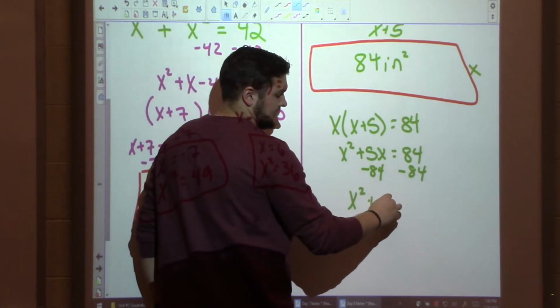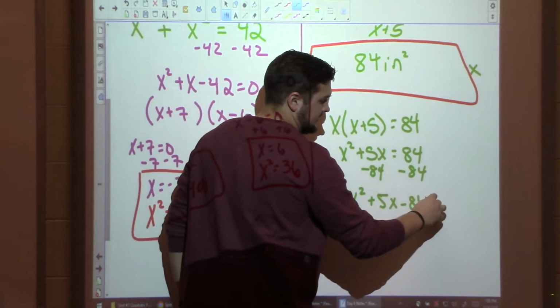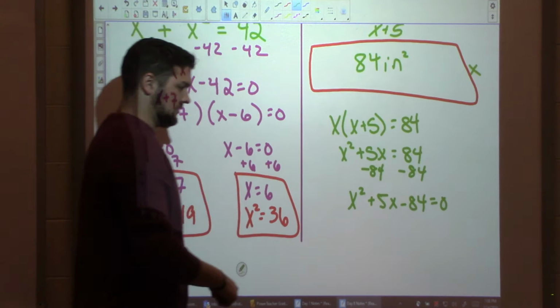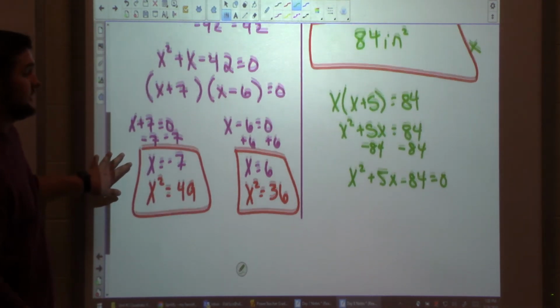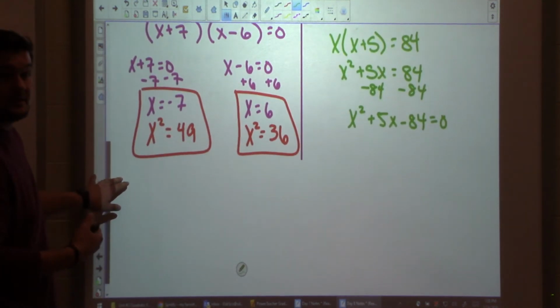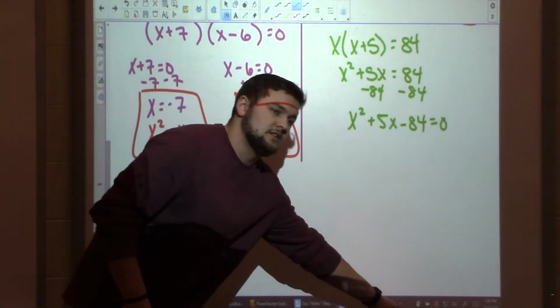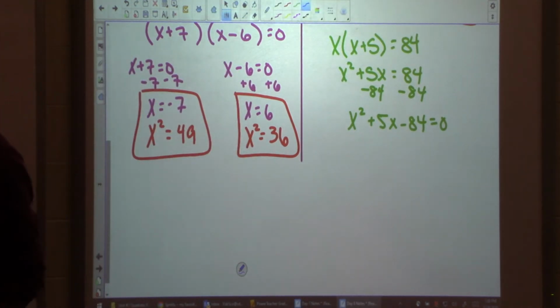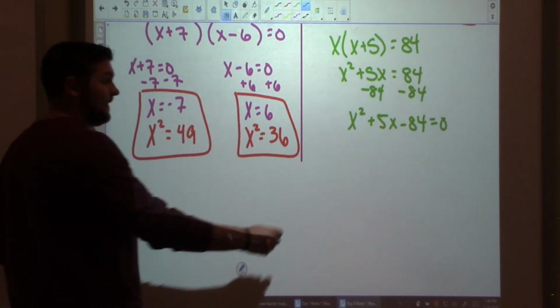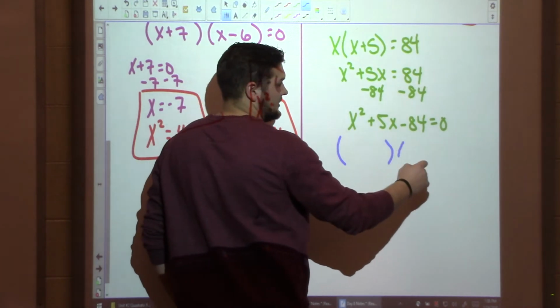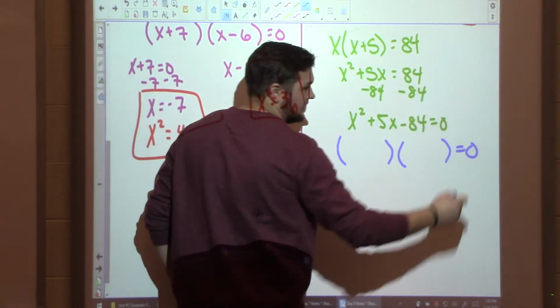X squared plus 5x minus 84 equals 0. Well, this looks a lot like the last problem, right? We can either use the quadratic formula or factor. Now I'm going to factor because it factors nicely. So I need something that multiplies to negative 84 and adds to 5. So take a second, think about it.